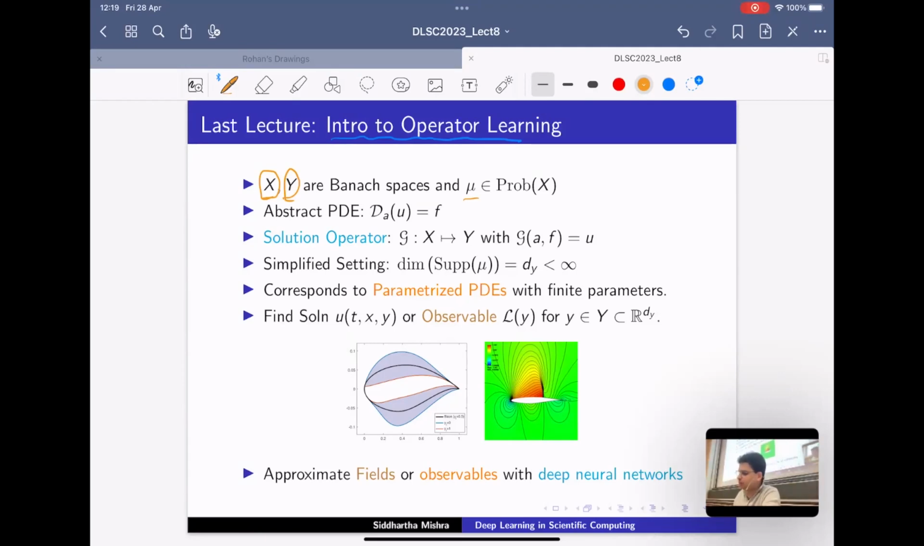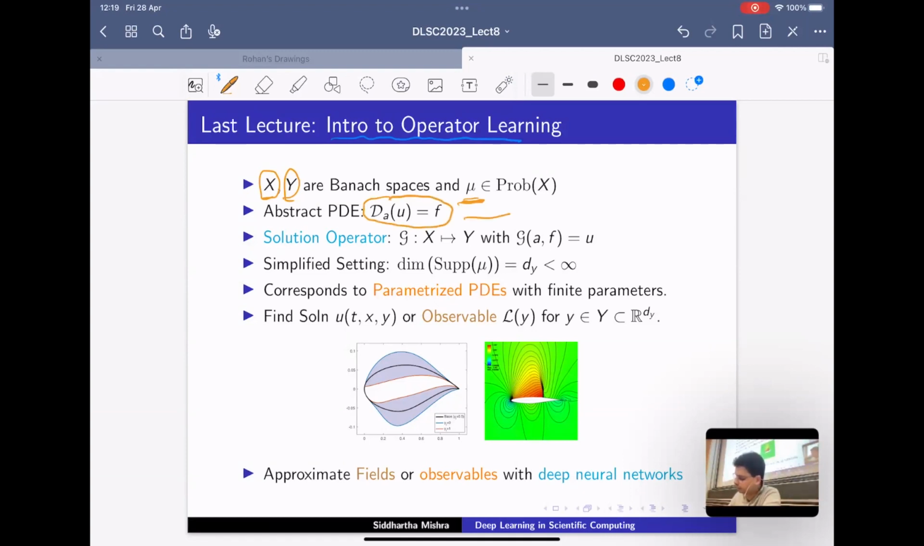We just repeat what we did in the last lecture. So we had these function spaces. We had this guy here, the probability measure on the function space. And the background here, the underlying point was that there is some PDE out there. And what we're looking for is the solution operator of this PDE.